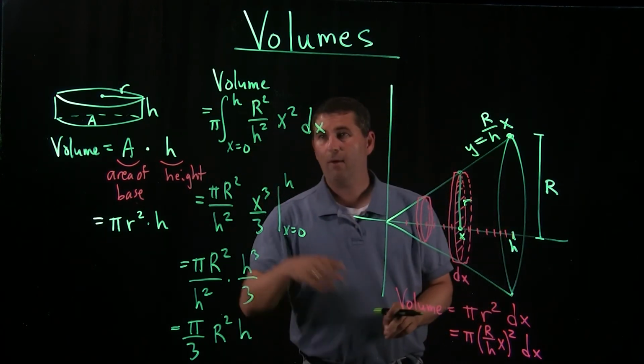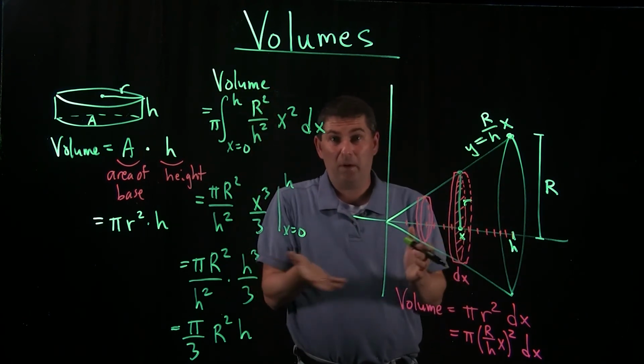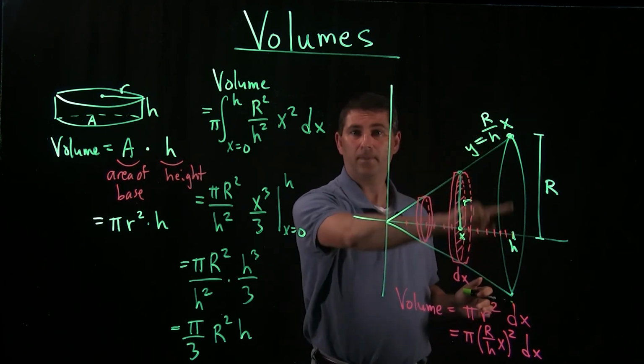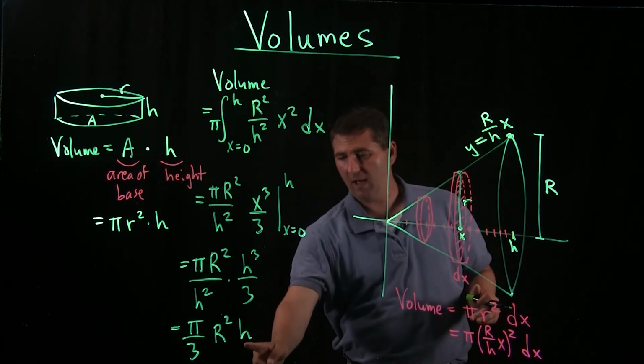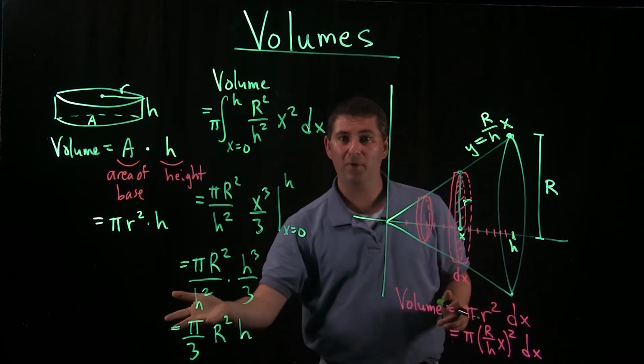Okay, so we've now recovered the volume formula for a cone that you found probably in elementary school. All right, it says if you know the radius of the top side of the cone, if you know the height, then you can compute the volume as pi r squared h over 3.